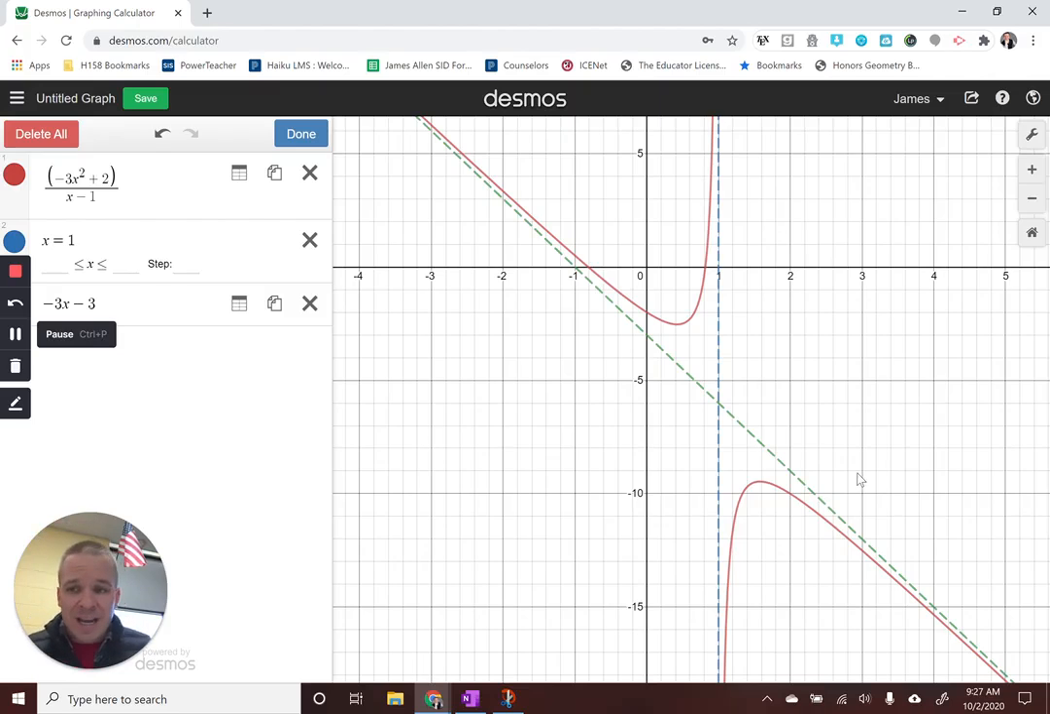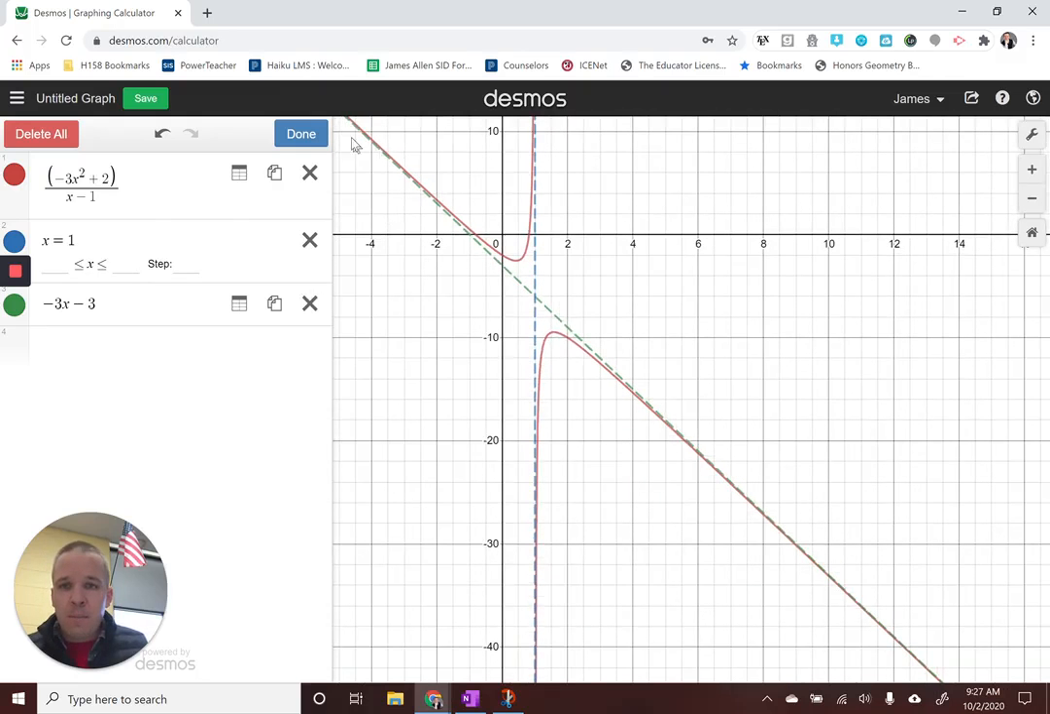My oblique is green. Look at that. You can see that the graph, as we approach negative infinity for my x values, I am approaching positive infinity for my y's. And as I approach positive infinity for my x values, I'm approaching negative infinity for my y values. So we can talk a little bit about end behavior there as well. But as you can see, it just gets infinitely closer.